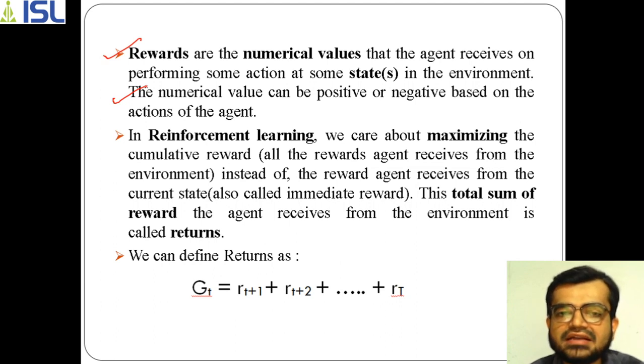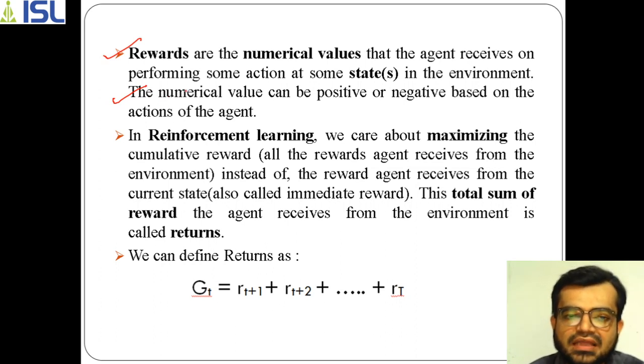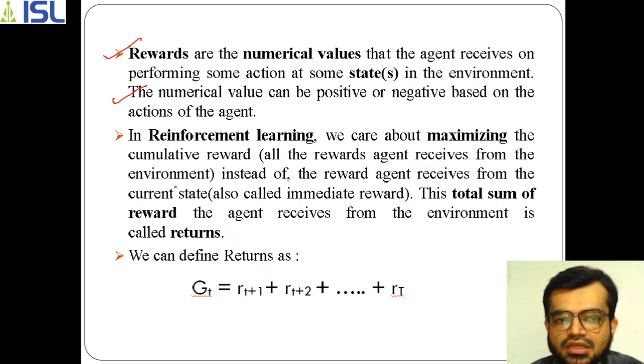How can it be decided that it is positive or negative? It is based on the actions of the agents. Because, as I said, whenever an agent is in one particular state, based on that state there are multiple actions that have to be adopted by the agent. Based on those actions, the reward value will be decided, and who will provide that?